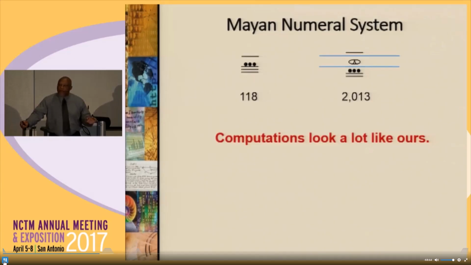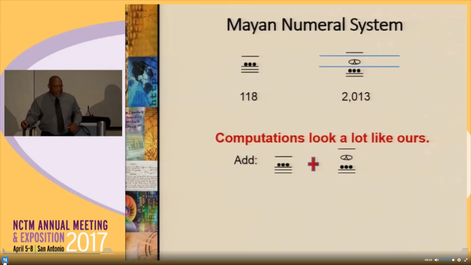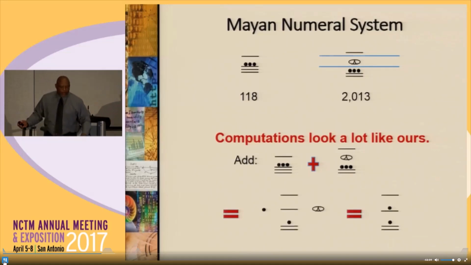Now, computations look a lot like the computations that you and I do every day. If I wanted to add 5 20s and 18 ones with 5 400s, no 20s, and 13 ones, that would be simple. It would be just like we would do it in our own system. We would just add it all up and put down and carry or regroup just like we would do in our system. Because any child in the Mayan world would know that 18 plus 13 is equal to 120 and 11 ones.